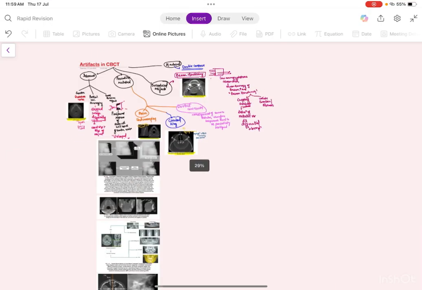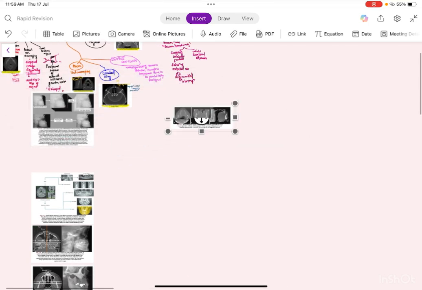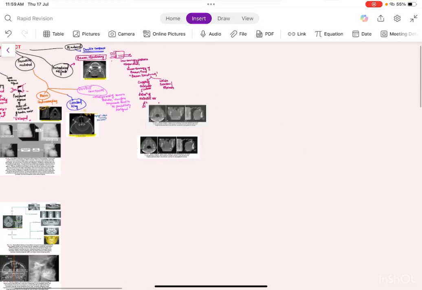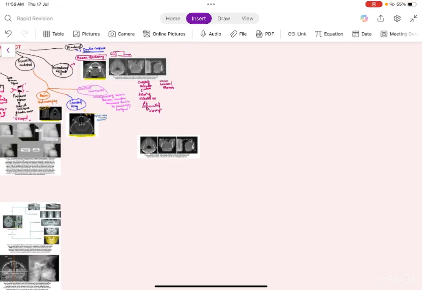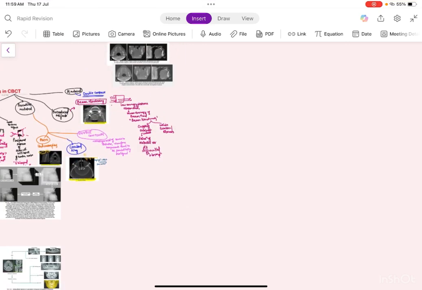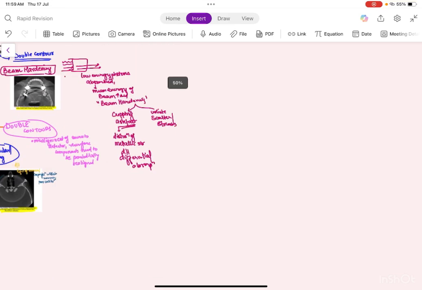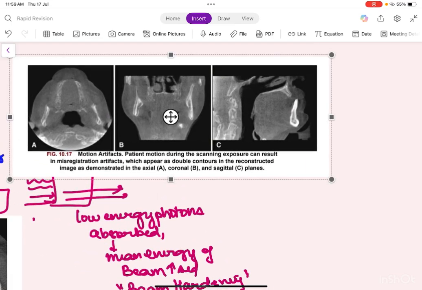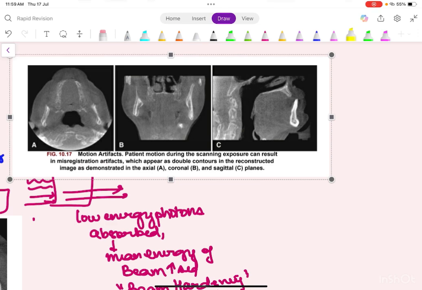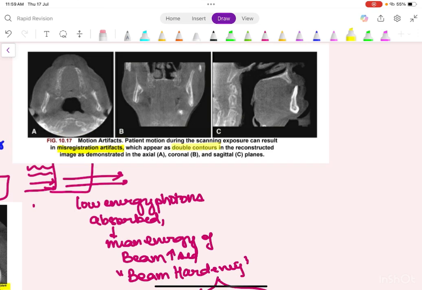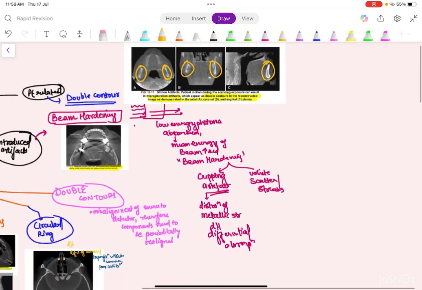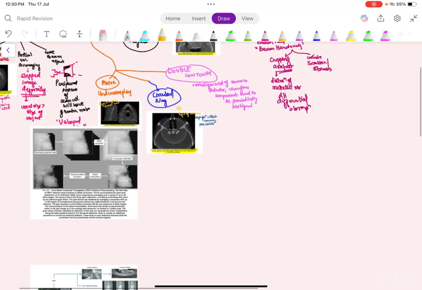So I'll just talk about these images also once. So in patient related, you can have motion related, so the patient moves during the scanning procedure, which can result in misregistration artifacts which can appear as double contours in the reconstructed image as shown in A and C. So here, can you observe there's double contouring, right, and double contouring. So this is the patient related.